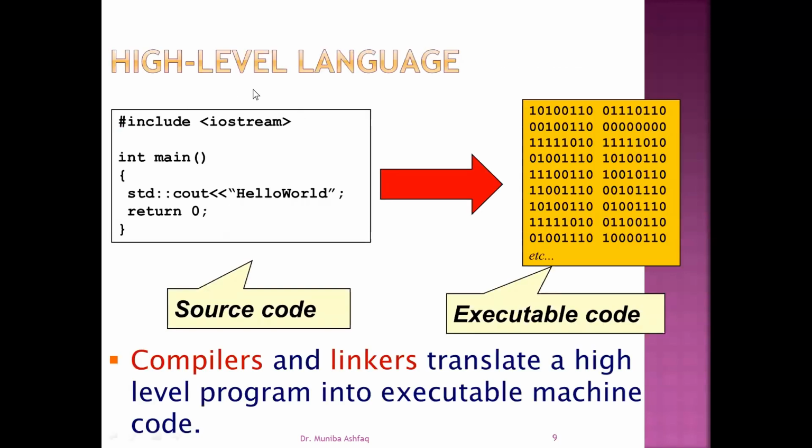This is an example of a high-level language, and this is one of the samples of a C++ program. This program is called the source code, and ultimately it has to be converted into the ones and zeros, which is the executable code. This process can all be done by the compilers and linkers that translate a high-level program into the executable machine code.